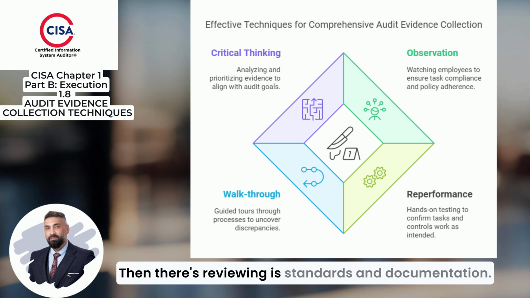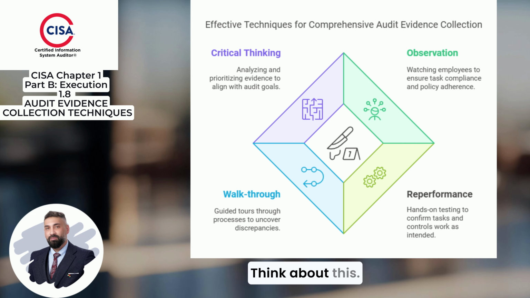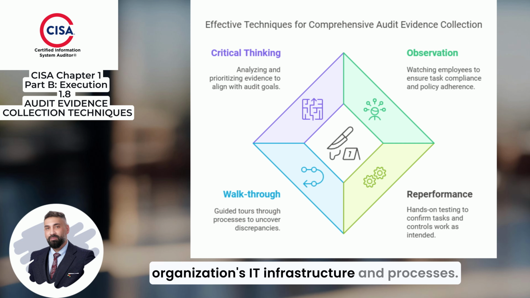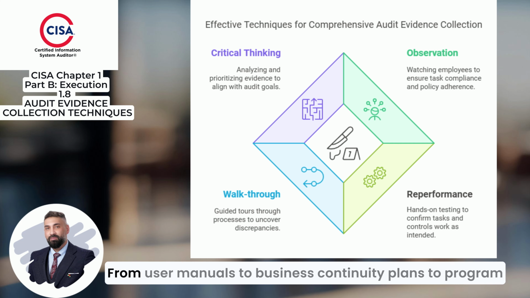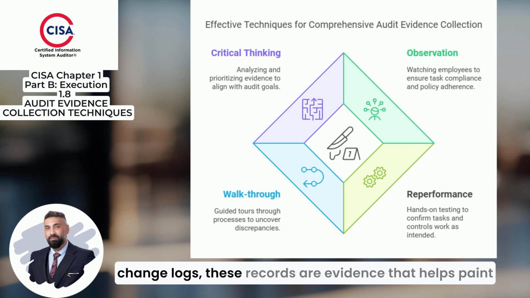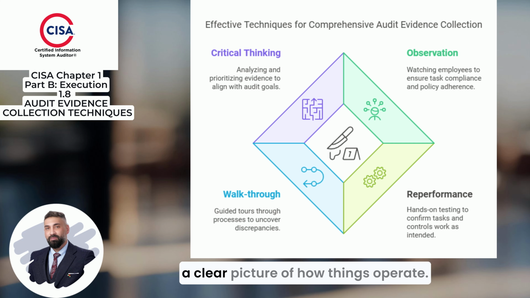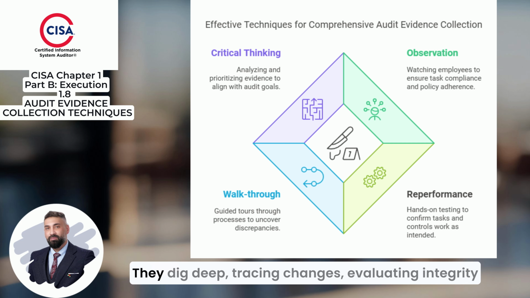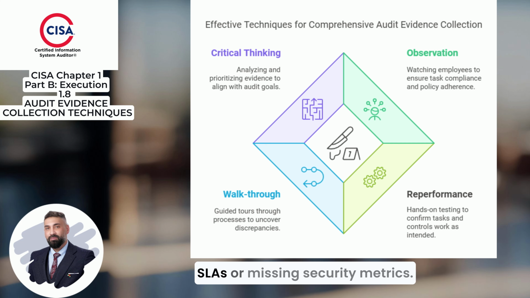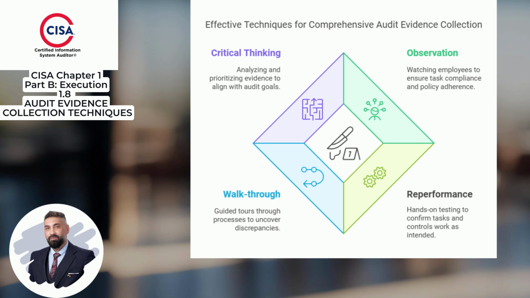Then there's reviewing IS standards and documentation. Think about this. Documentation is the story of an organization's IT infrastructure and processes. It could be physical papers or digital files. From user manuals to business continuity plans to program change logs, these records are evidence that helps paint a clear picture of how things operate. An auditor doesn't just skim these documents, they dig deep, tracing changes, evaluating integrity controls, and sometimes uncovering gaps like outdated SLAs or missing security metrics.